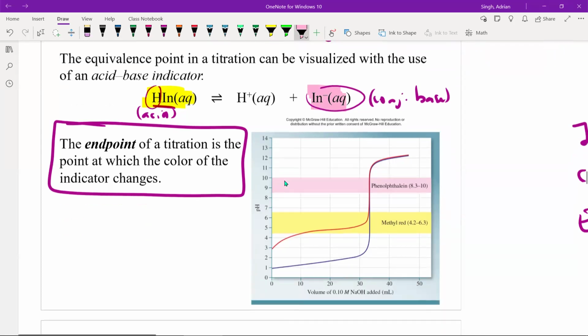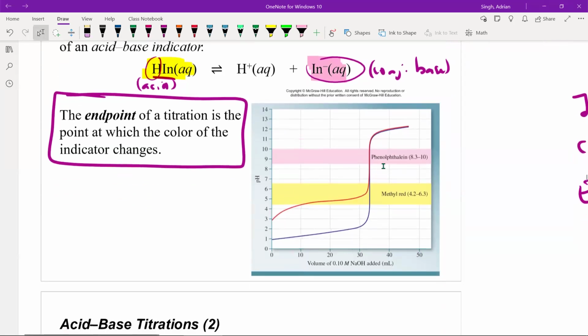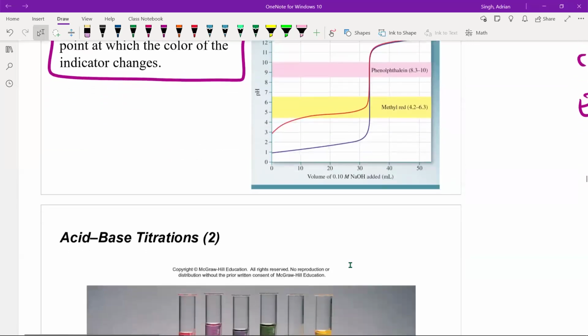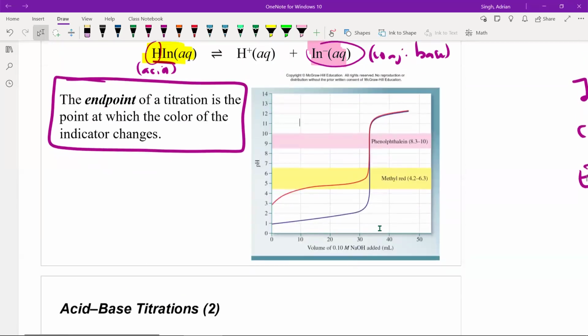Different indicators have different colors, and they change colors over a range of pHs. So for example, phenolphthalein, which is an indicator we use quite frequently in the lab, changes color from colorless to pink over a pH of 8.3 to 10. So it's pink in basic solution. It is colorless in acidic solution.